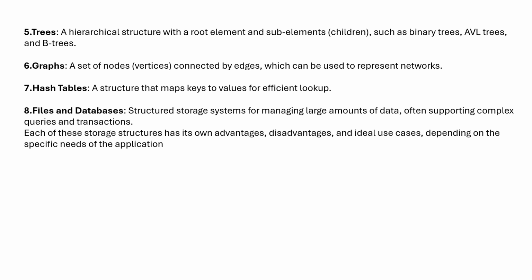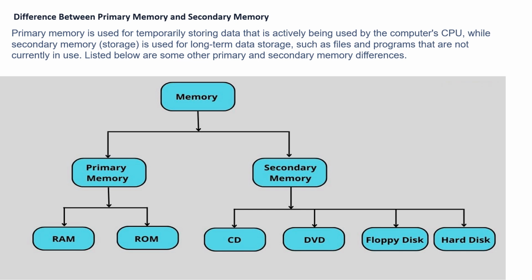Difference between primary memory and secondary memory. Primary memory is used for temporarily storing data that is actively being used by the computer CPU, while secondary memory is used for long-term data storage, such as files and programs that are not currently in use. Listed below are some other primary and secondary memory differences.